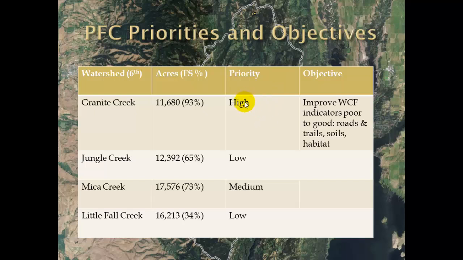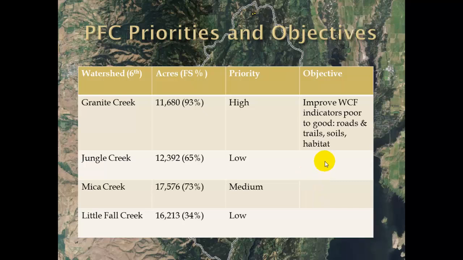I've rated that as high, and the examples I've used here are to improve the watershed condition framework indicators from poor to good, if feasible, for at least 3 categories: the roads and trails, soils, and habitat conditions. And as you look at the other 3 watersheds, I'm just again proposing a relative ranking of low, medium, and low based on Forest Service ownership.